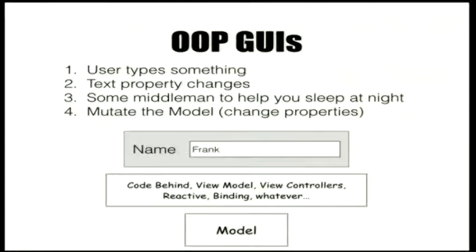So let's see. We're writing an object-oriented GUI. We have a little text box. The user types something in. The text property on that text box object changes. And then you have some middleman. You might call it code behind, view model, view controllers, reactive, binding. We have all these little things to help you sleep at night so that you say, I'm not changing anything in my button handler. I'm not. But you are. That's like IOC people saying, I don't use global variables. So eventually the middleman then mutates your model. That's GUIs. I like to call this the mutant love zone.